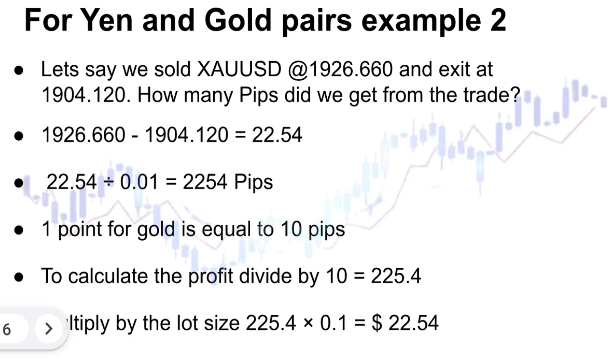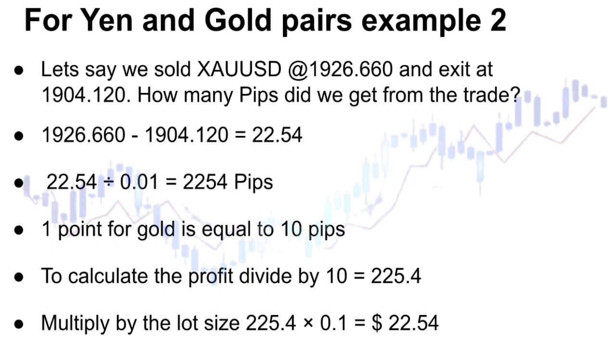But I want to mention here that for the gold pair, gold is calculated in points. So 1 point for gold is equal to 10 pips. So if you are calculating your pips or your profit, once you have calculated it like this, you should divide it by 10, because gold moves in points, and 1 point is equal to 10 pips. Once it moves 10 pips, that's 1 point for gold. So to calculate the profit, divide by 10. Once you have divided by 10, you have 225.4 points.